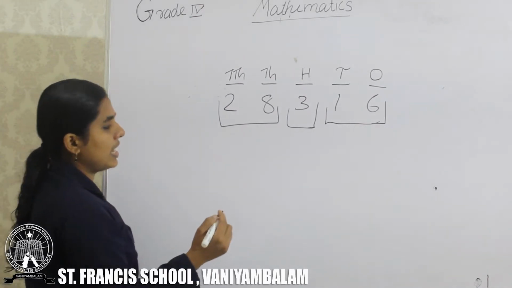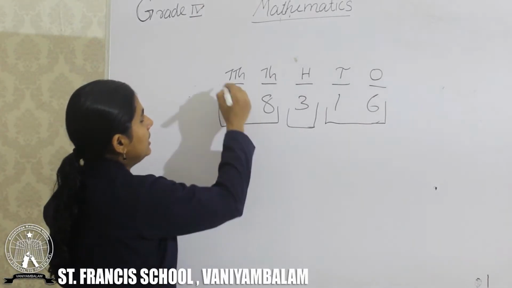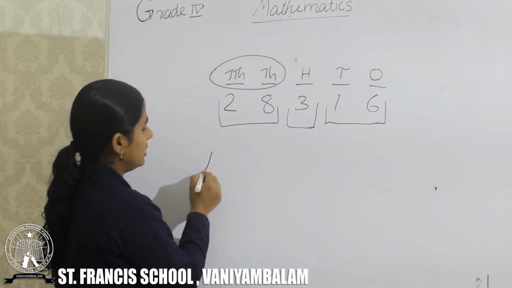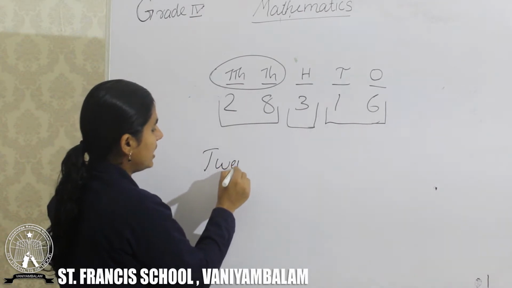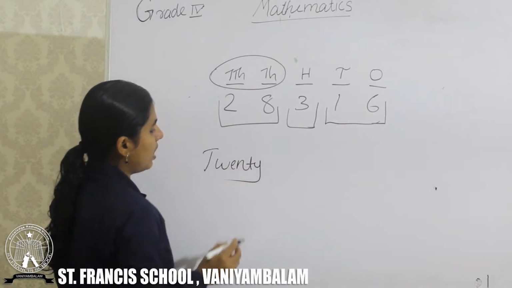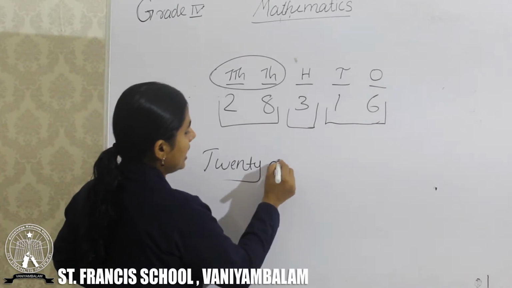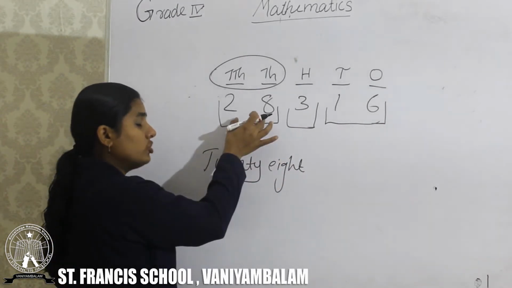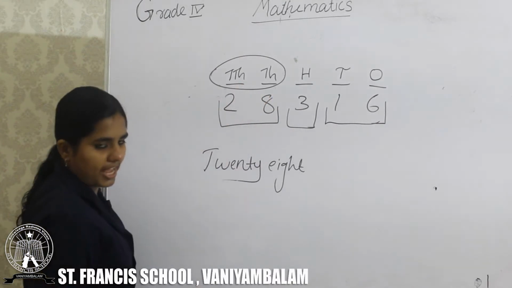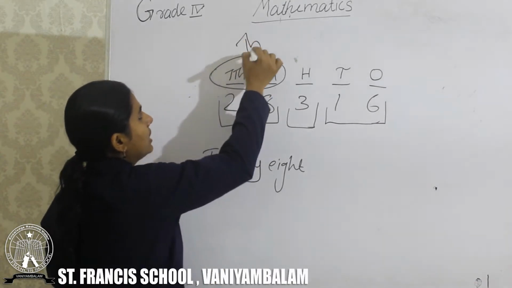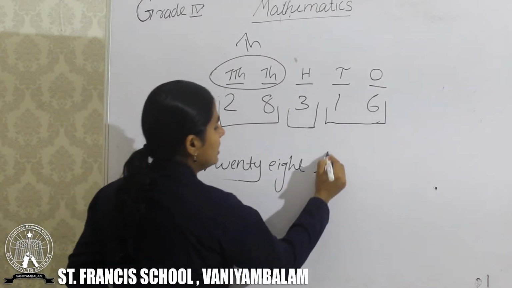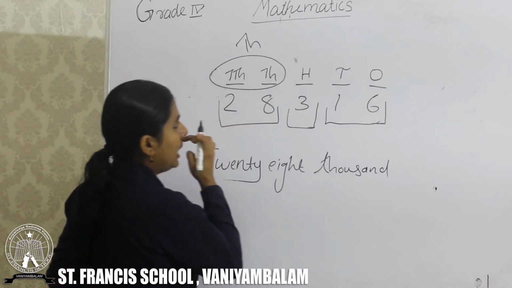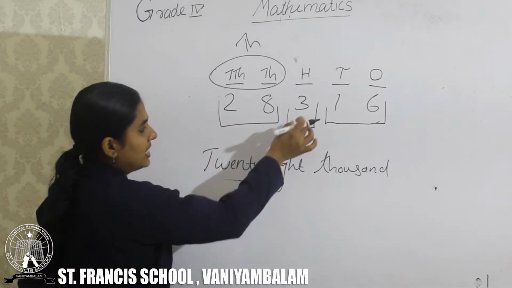Then we can see how to read. In the 1000 family we have which number? Number 28. Write here 28, TWENTY EIGHT. This 28 stands in which place? In which family? 1000 family. Then you write 28,000.